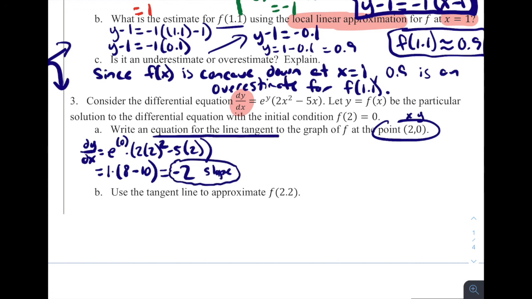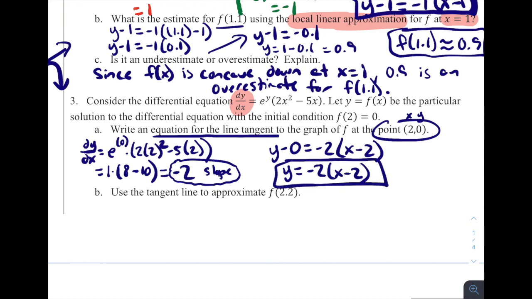And so here's our tangent line, the equation of the tangent line. Y minus 0 in this case is equal to our slope, negative 2, times x minus the x coordinate, which is 2. So we could get rid of that 0 part, just y is equal to negative 2 times x minus 2. That is going to be our equation of the tangent line for A.